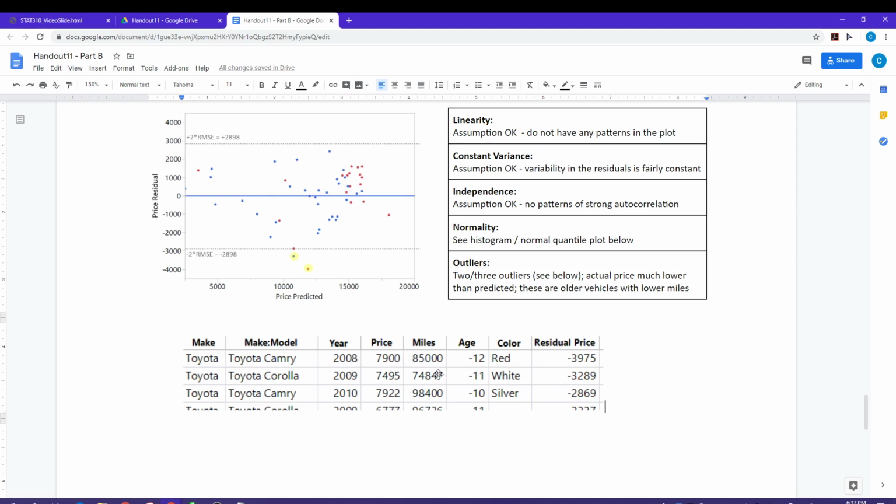Both of these vehicles are fairly low in price, and they don't have a whole lot of miles. But the reason their price is dampened is because they're somewhat old. These vehicles are over 10 years old here. So with my model, the actual price is much lower than what I would have predicted based on this number of miles. Again, the reason that they're outliers is because they're so old. I haven't taken into consideration the year of the vehicle here. I'm just looking at the miles. Handout number 12 would allow me to look at more than one predictor variable.